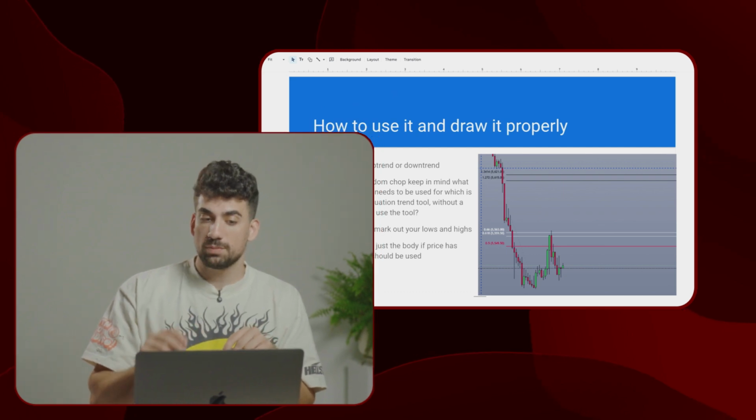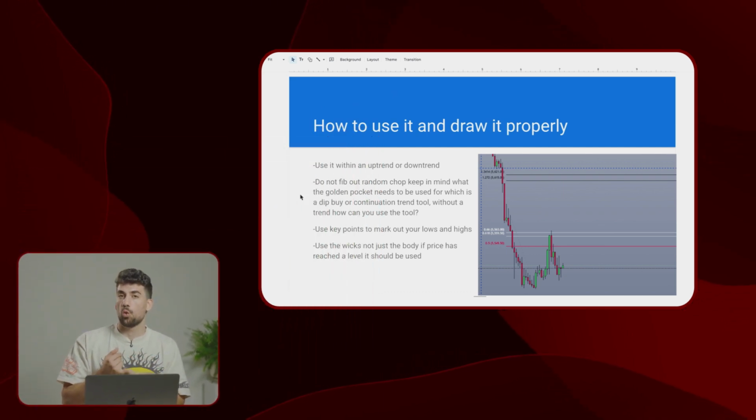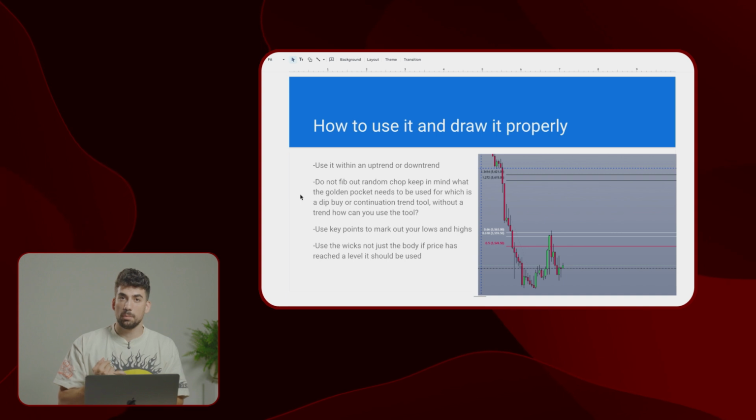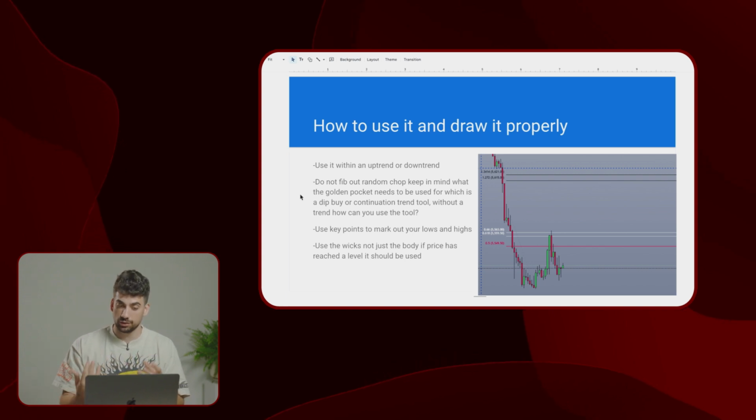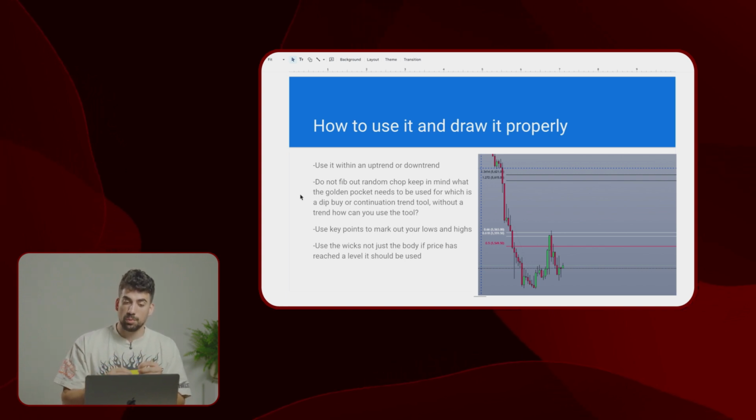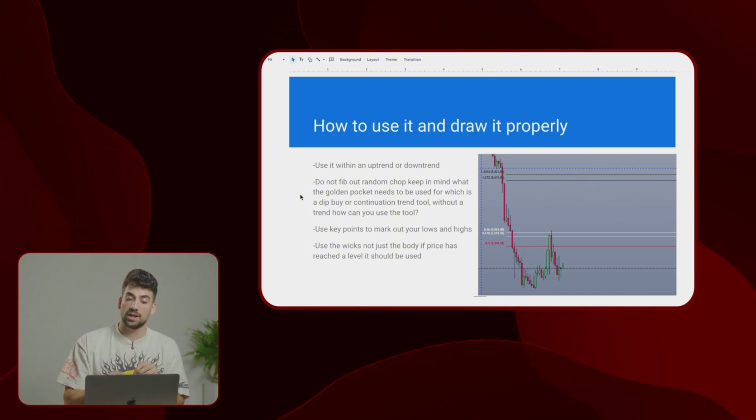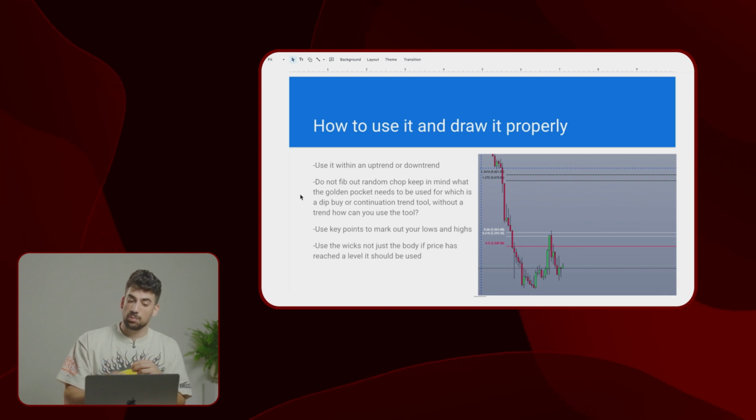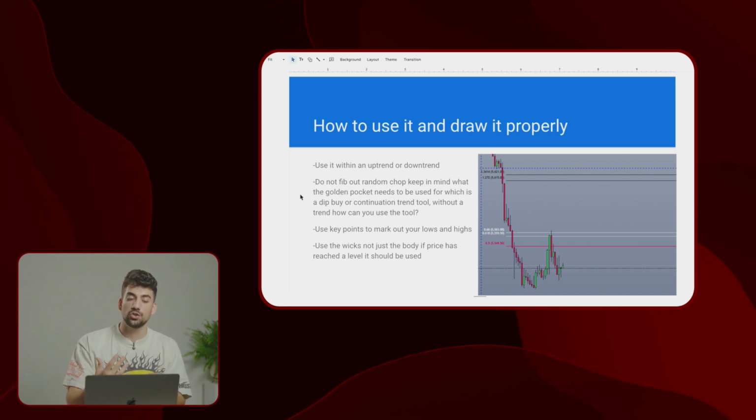Remember, to draw this properly, use it within an uptrend or a downtrend. Understand what retracement means, which means you want to retrace, and to retrace, you need to be in some form of trend. It should not be used during random chop. The golden pocket needs to be used for when to dip buy and when to have a continuation. Without a trend, you cannot use this tool. Use key points to mark your lows and highs, just like I show you, and use the wicks, not just the body. If prices reach the level, it should always be used.